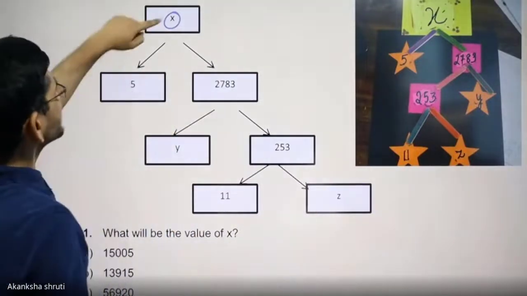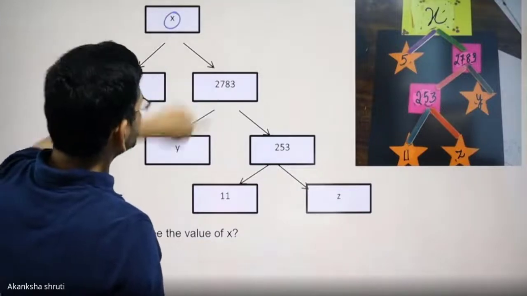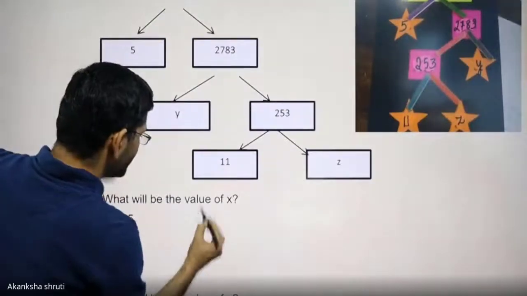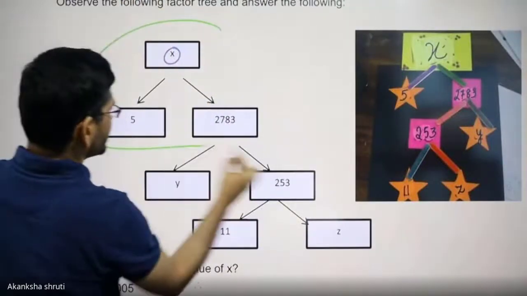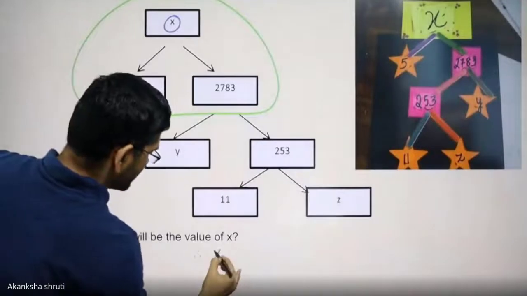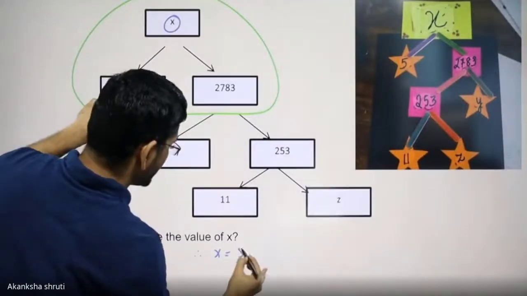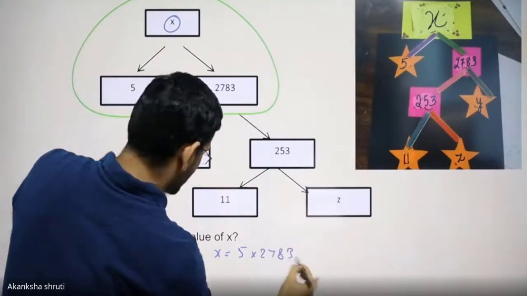Here this x is broken into two parts, 5 and 2783. Therefore, from this part of this factor tree, we can get the value of x as the product of these two factors, 5 into 2783.